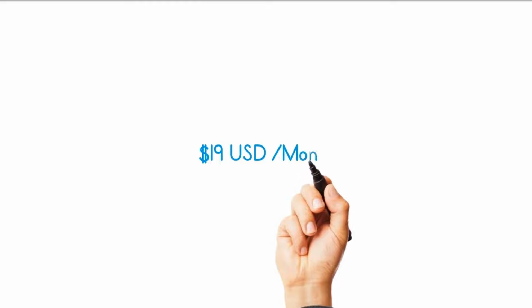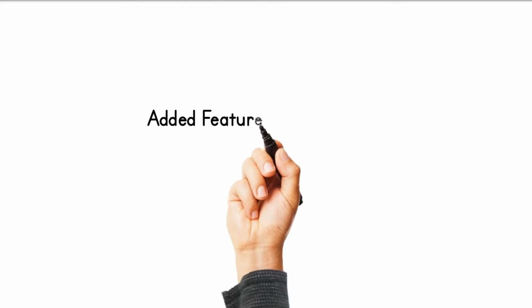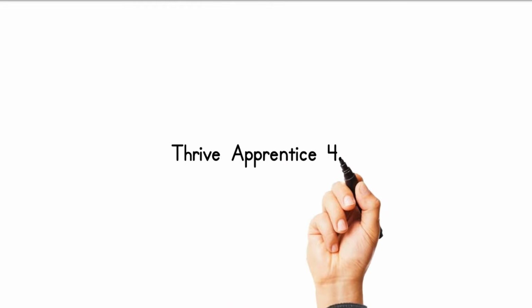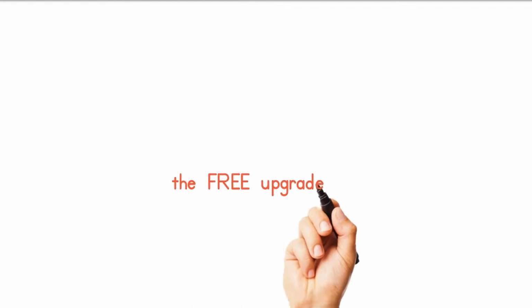How much does Thrive Apprentice cost? As of the recording of this video, the cost of the current version of Thrive Apprentice is about $19 US per month. However, with the added features in Thrive Apprentice 4.0, the price is going to increase. If you are interested in getting this software, you can download the current version now and get the benefit of the free upgrade to the newer version when it's released.